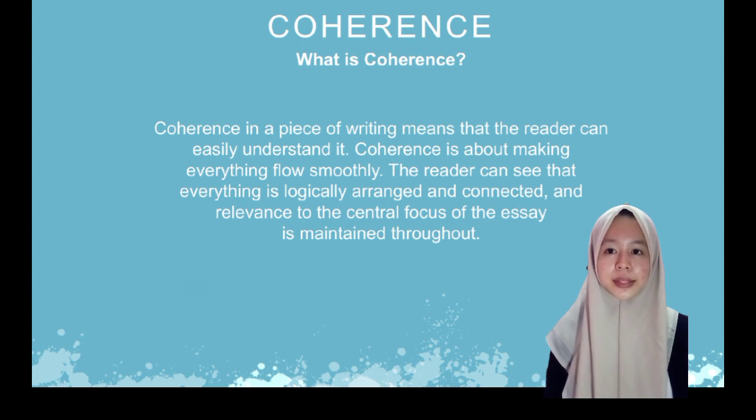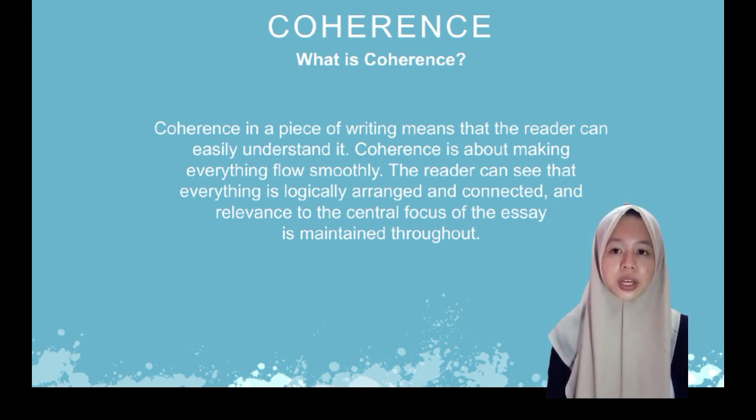Coherence in a piece of writing means that the reader can easily understand it. Coherence is about making everything flow smoothly. The reader can see that everything is logically arranged and connected, and relevance to the central focus of the essay is maintained throughout.